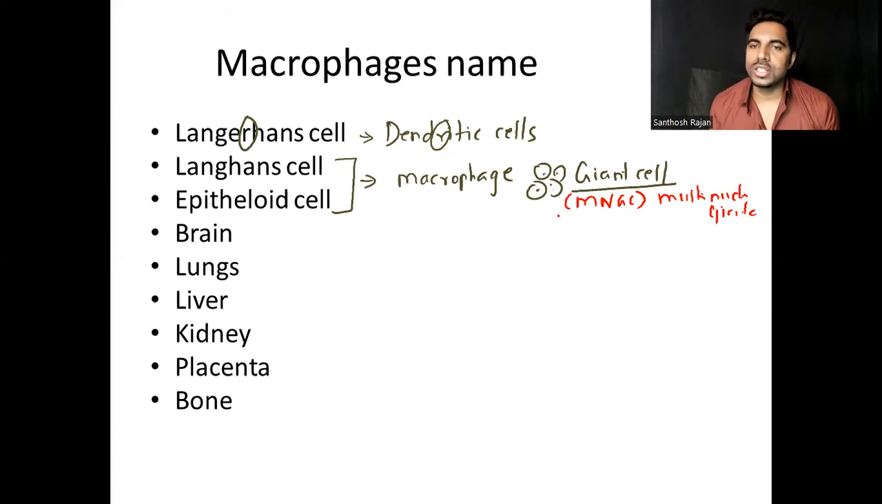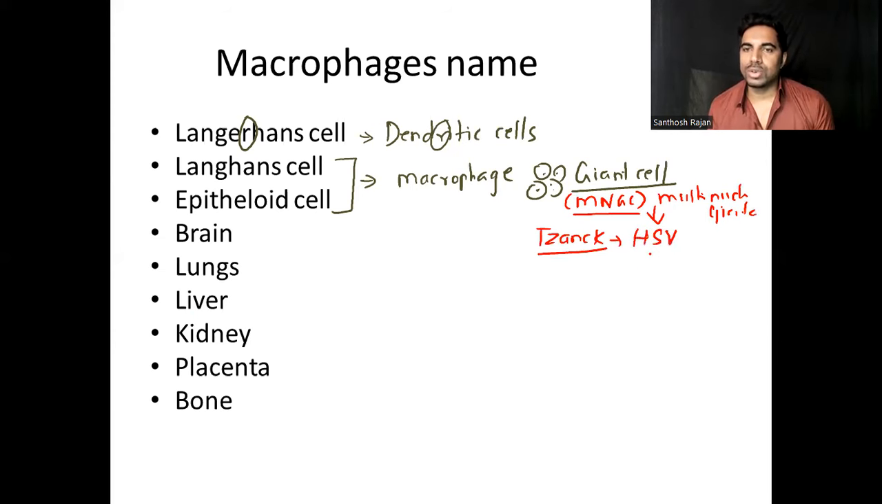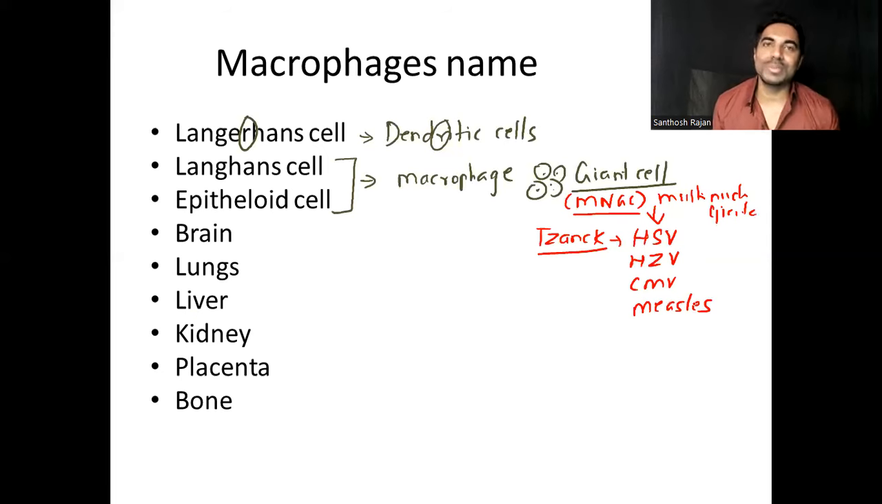If you remember MNGC cells, where they are present, which bacteria or viruses are causing them? If you remember, we do Tzanck smear. Tzanck smear is for which one? This is a revision you have to tell now. All the herpes: herpes simplex virus, herpes zoster virus, and even your CMV, even your measles. For measles, if you remember, Warthin-Finkeldey cells. I'm not going to talk about it here. It's the pathology part, but still remember, Warthin-Finkeldey cells come here.